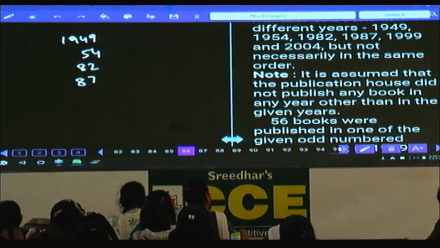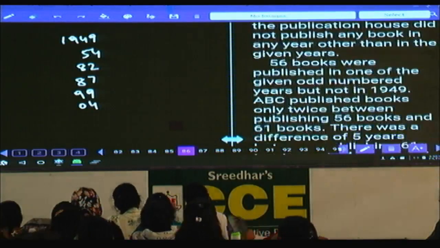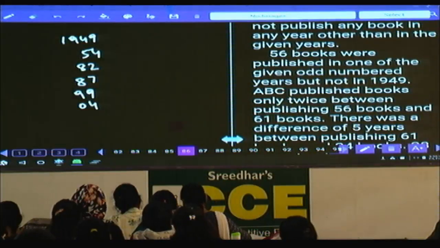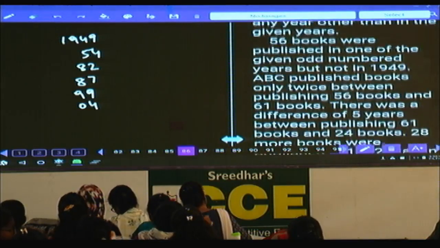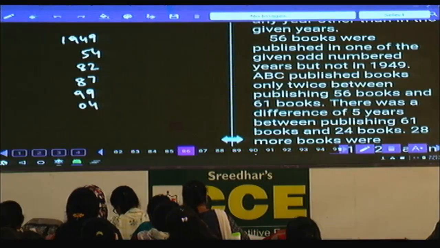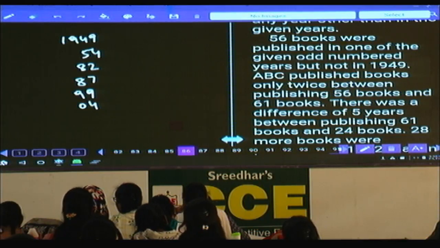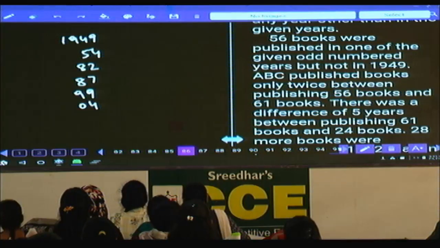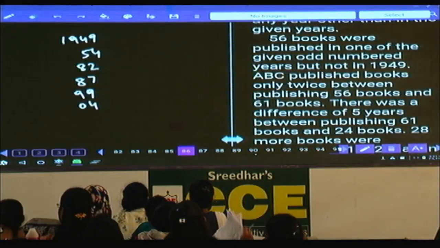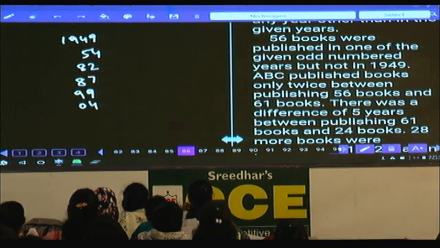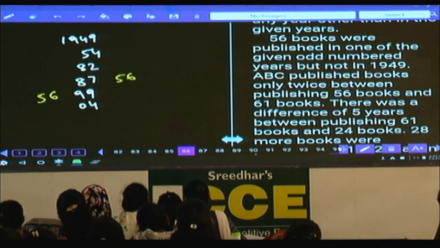54, 82, 87, 99 and 2004. Then 56 books were published in one of the given odd number years, but not in 1947, isn't it? How many odd number years are there? There are only three, 49, 87 and 99. Excluding one, how many possibilities do we have? Two possibilities. This 56 can be either in the year 99 or in the year 87. There are two different possibilities.